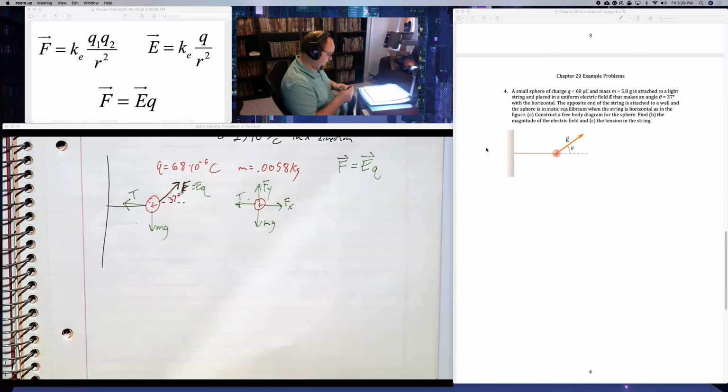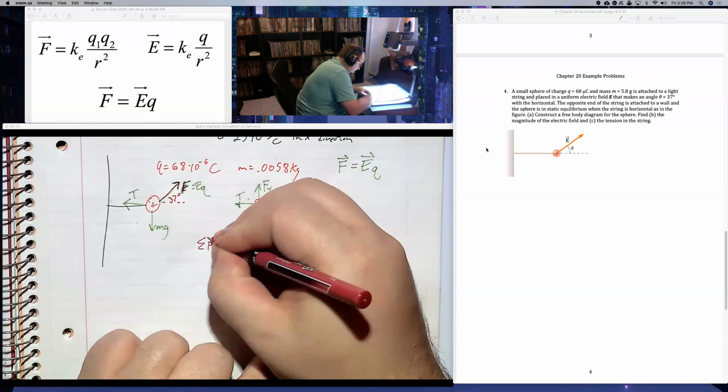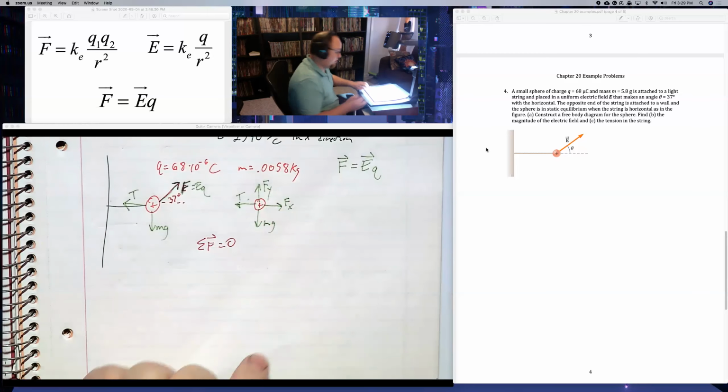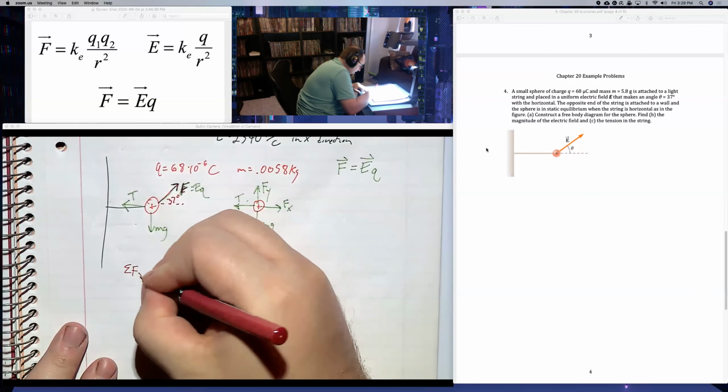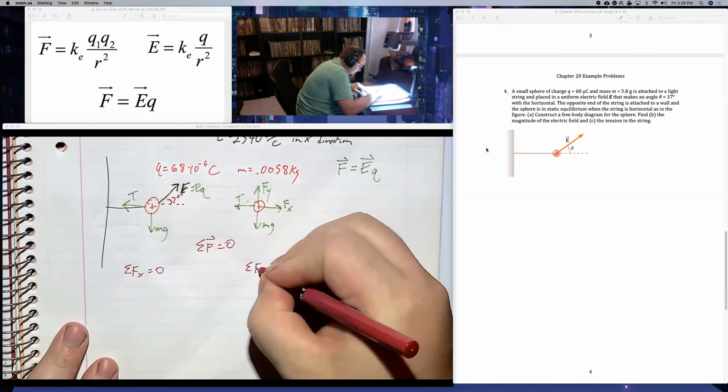Well, that's easy enough to do. Equilibrium means that the sum of forces is 0, which really means that the sum of forces in X is 0 and the sum of forces in Y is 0.